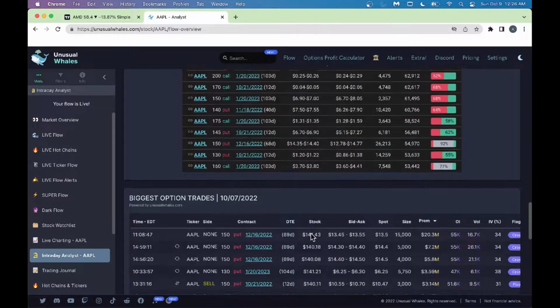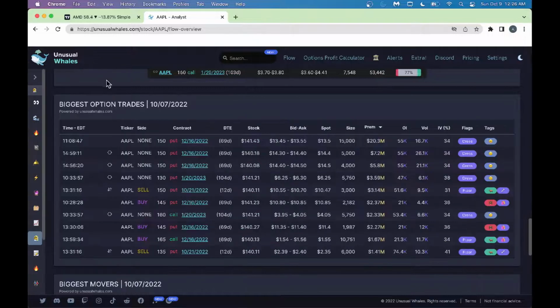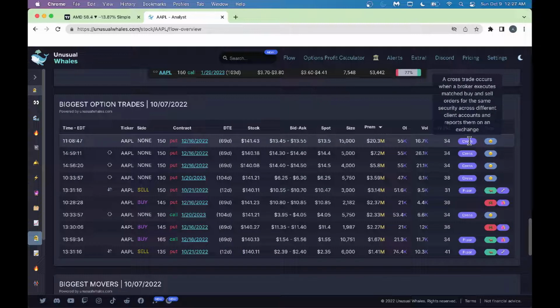More importantly, look, we got biggest options trades here. Folks have traded options here. It tells you what the biggest options trades were on 10/7, which is last Friday. It's a good one here. We could even collapse this and look at a few more activities here. Look, there is a cross here. Cross is where a broker executes. They match what you sold and what I bought together into one cross. That tells you some good idea.